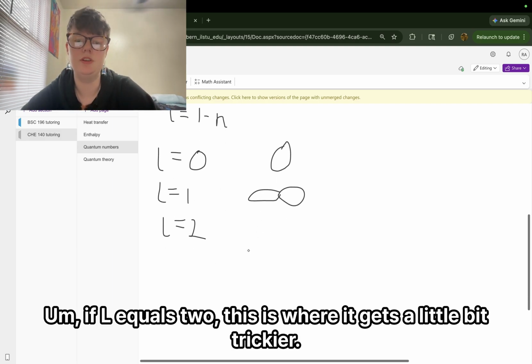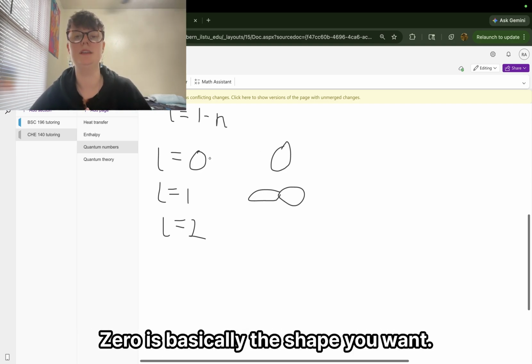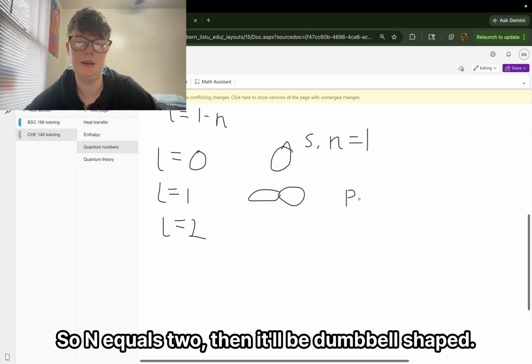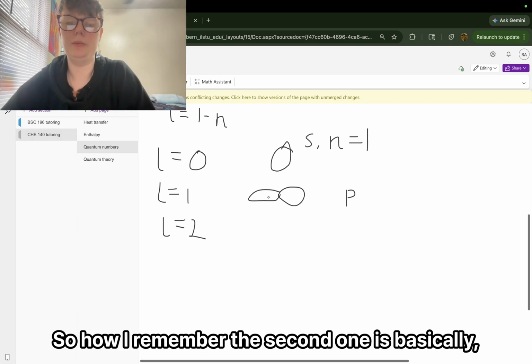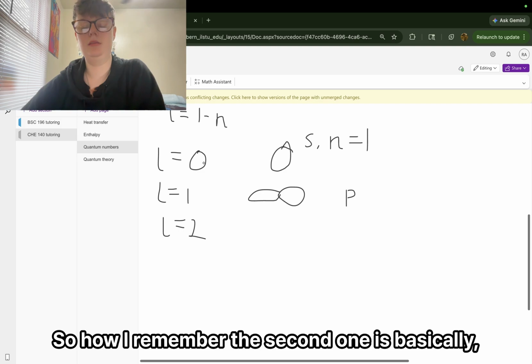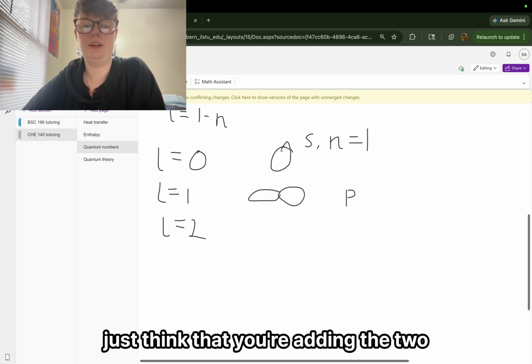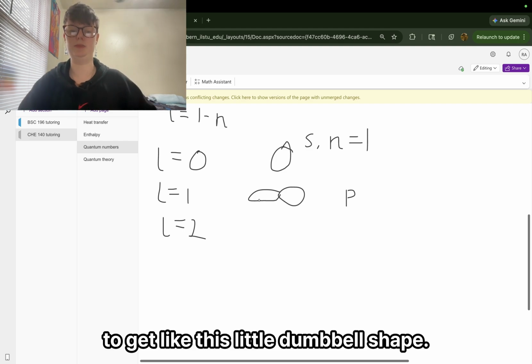If L equals 2, this is where it gets a little bit trickier. For the first one, I always just think of it as L equals 0. That is basically the shape you want. Versus if L equals 1 and it's in the p orbital, so n equals 2, then it'll be dumbbell shaped. How I remember the second one is, since it's going from 0 to 1, just think that you're adding the 2 s's together to get this little dumbbell shape.